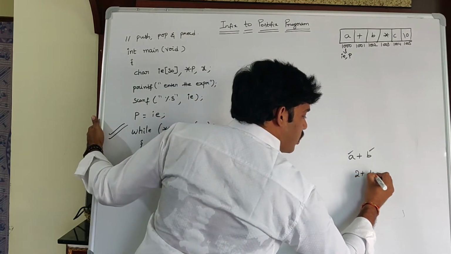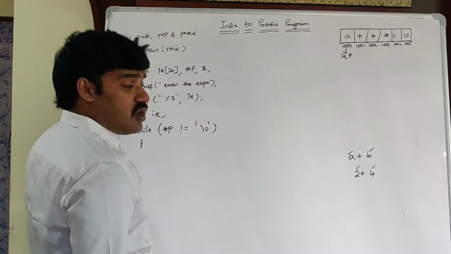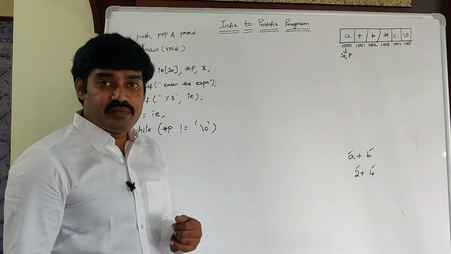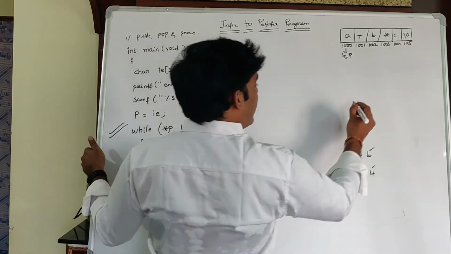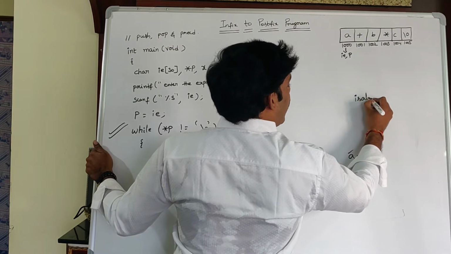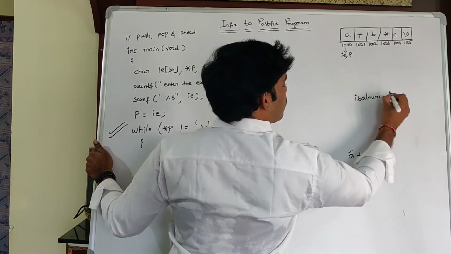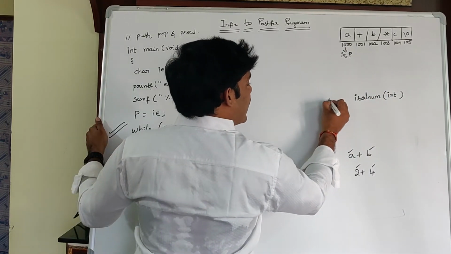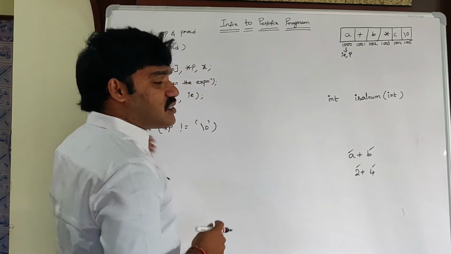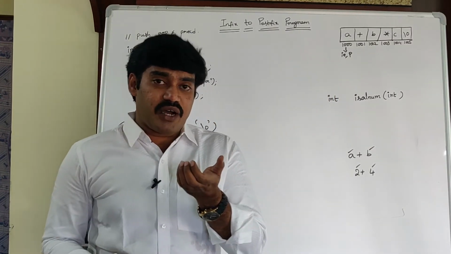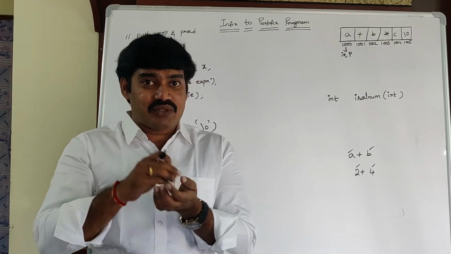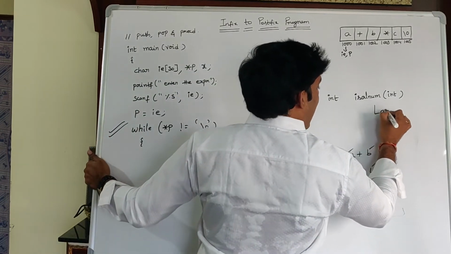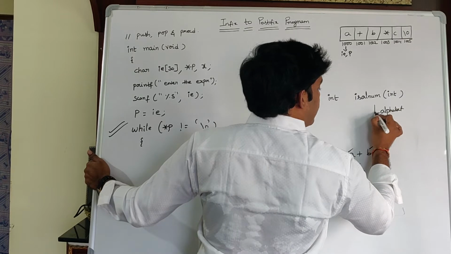2 plus 4. 2 and 4 are known as operands. How to check whether the given character is an operand or not, that means alphabet or number? For that particular purpose, we have one predefined function, that is the alphanumeric function, which takes an integer value as parameter and returns an integer value. What is the purpose of this alphanumeric function? It takes the input as a character and checks whether this character is an alphanumeric character or not. Alphanumeric character means alphabet or digit.